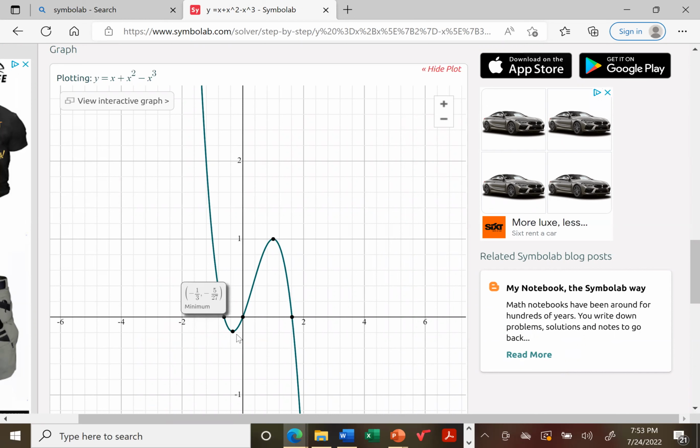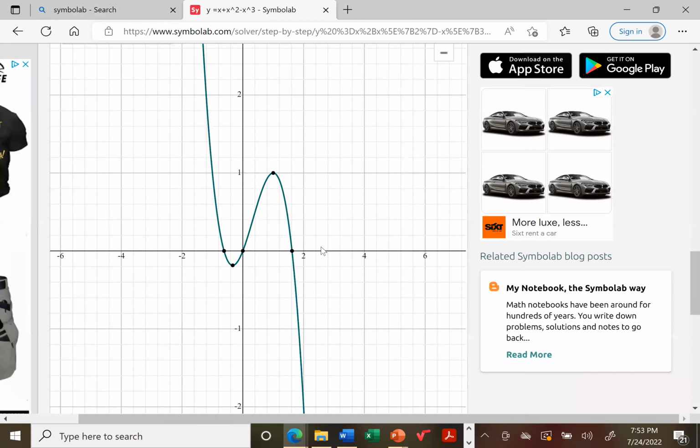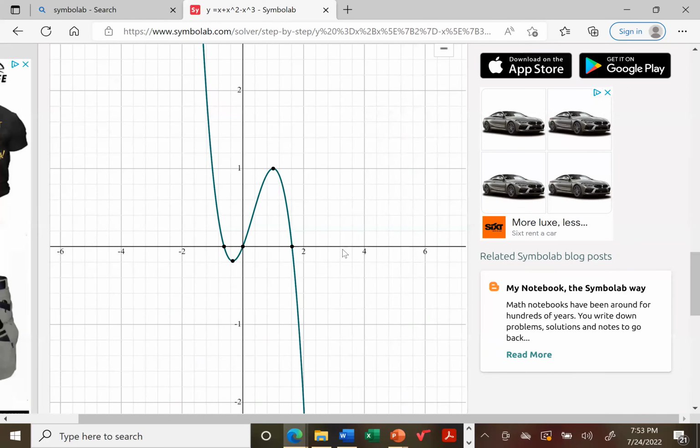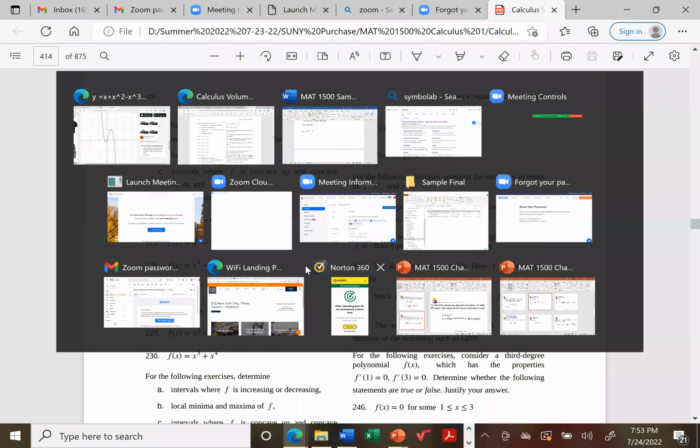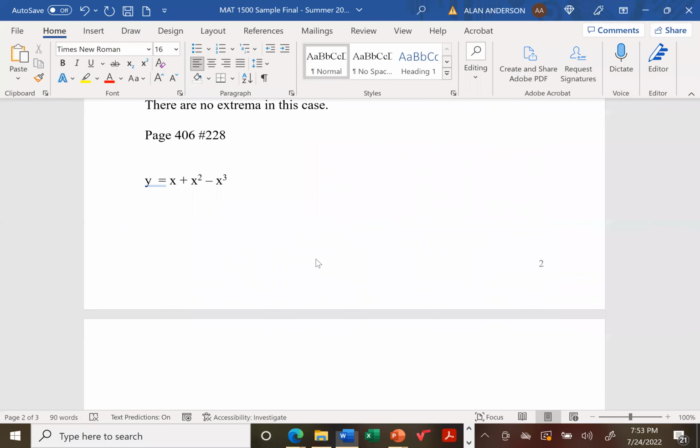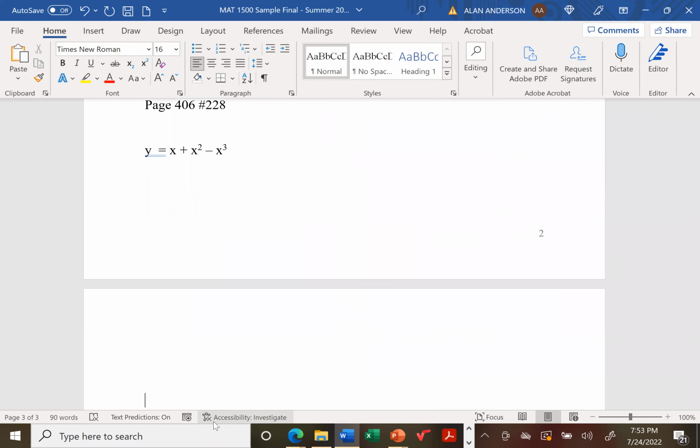Now, by the way, Symbolab is telling us right here, here's two of them. The minimum is at -1/3, -5/27. The relative maximum is at (1, 1), but we have to prove it. Okay, so it's not enough to look at the graph. We have to prove it. All right, so let's do that. So here's what we're going to do. The first thing we will do is take the first derivative and set it equal to 0. Okay, so this is very straightforward. We'll use the power rule.